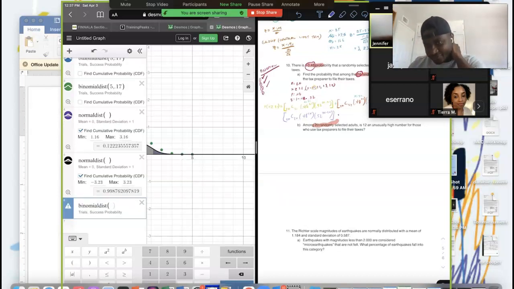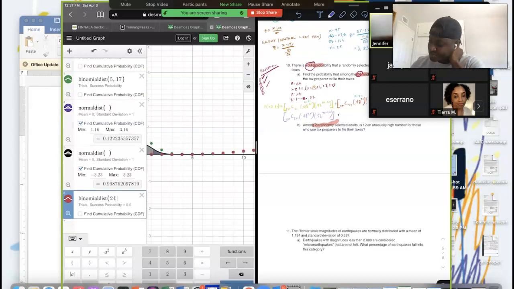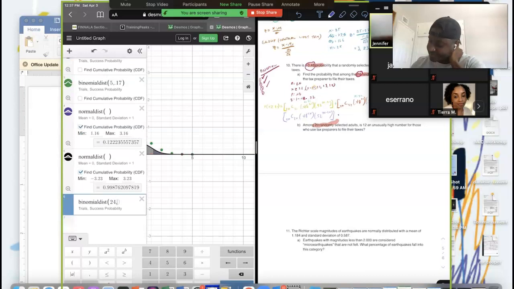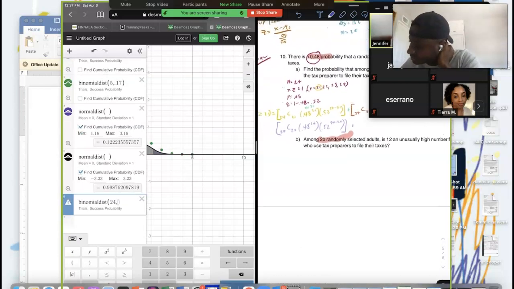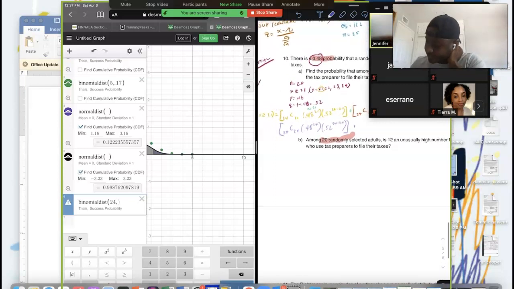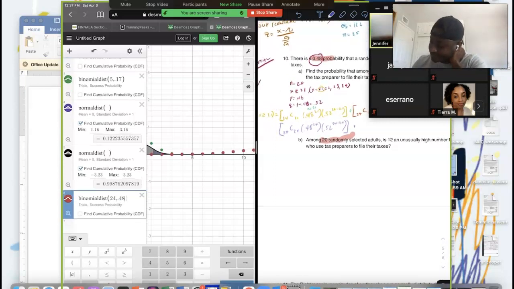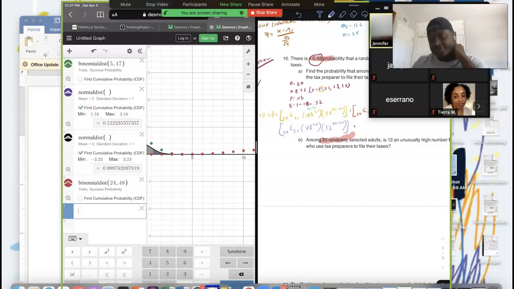So we're gonna go number of trials. So that's gonna be 24. And then our probability of success is going to be what? 0.48. And then we hit enter, which is also known as the blue arrow.